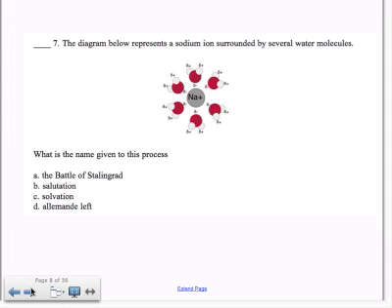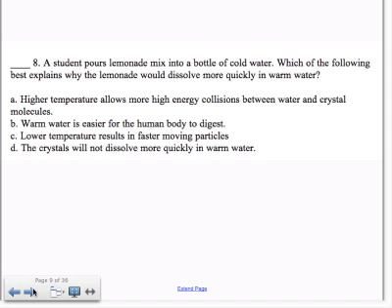Okay, what is the name of the process for ions being separated and surrounded by water molecules? That is called solvation. It is the process by which things dissolve. Factors that affect how fast something dissolves include surface area, agitation, and the one that this one is talking about, temperature. A higher temperature allows more collisions. Those collisions are happening faster. Anything that increases the number of collisions between solute and solvent is going to speed up that process of dissolving, or solvation.